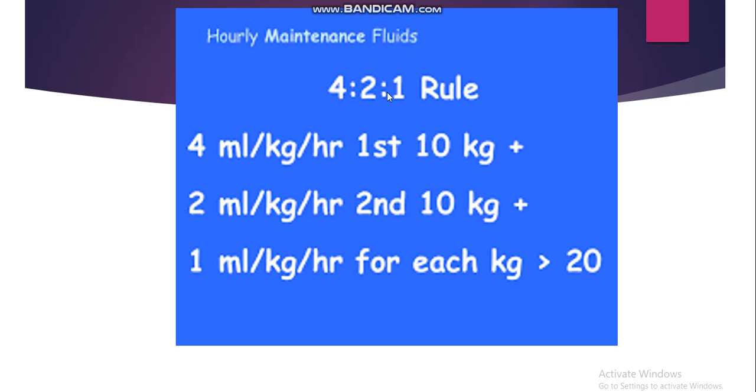Here we can see the 4-to-1 rule, which is used to identify the maintenance volume of a person. For every first 10 kilograms we multiply by 4 milliliters to find the volume required. For the next 10 kilograms, 2 milliliters per kilogram. After these 20 kilograms, for each kilogram we multiply by 1 milliliter. We'll see this practically in the question.